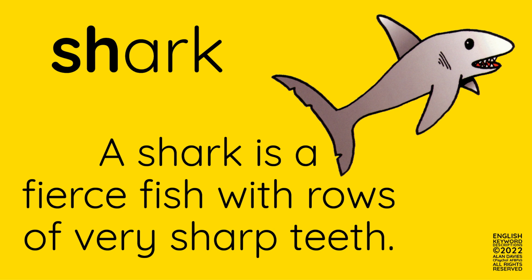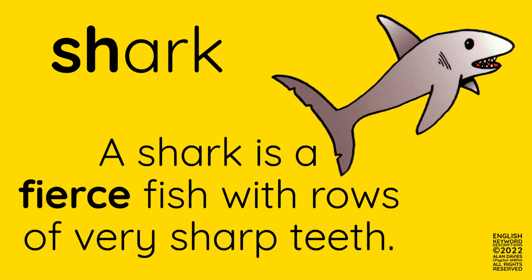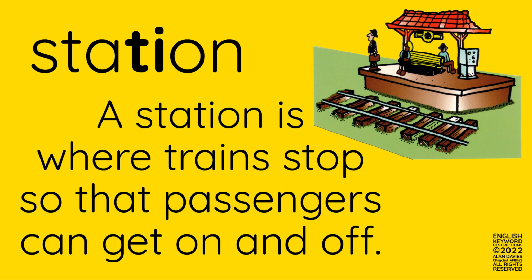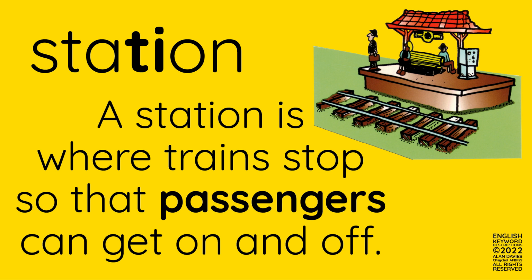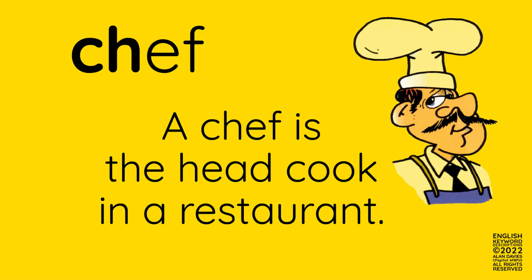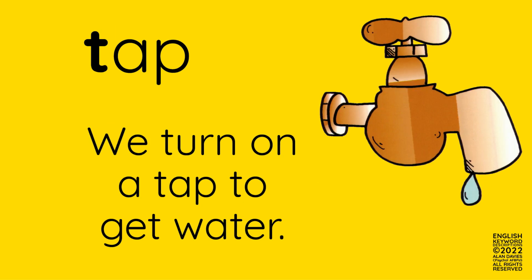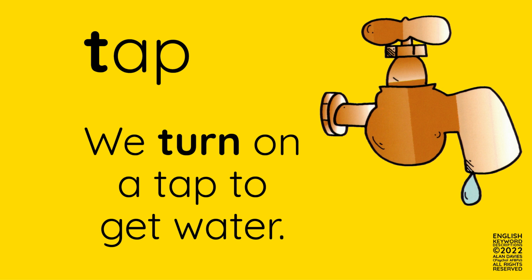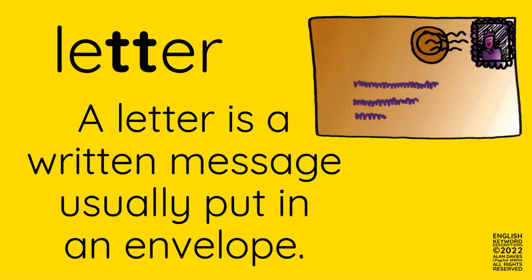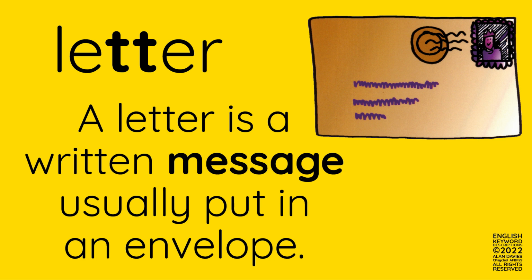Shark. A shark is a fierce fish with rows of very sharp teeth. Station. A station is where trains stop so that passengers can get on and off. Chef. A chef is the head cook in a restaurant. Tap. We turn on the tap to get water. Letter. A letter is a written message usually put in an envelope.